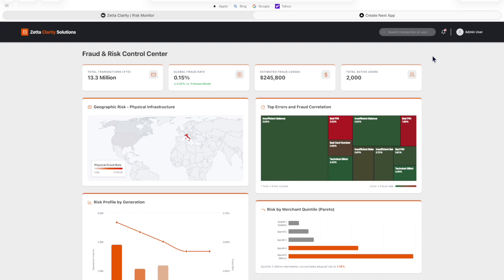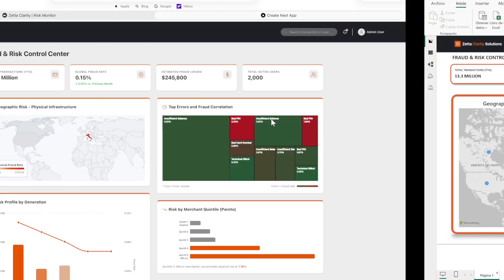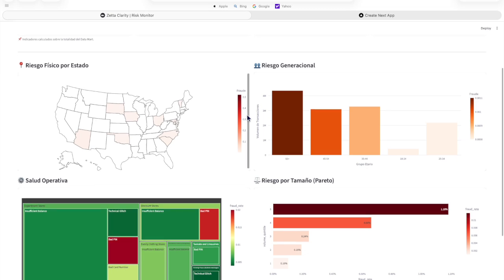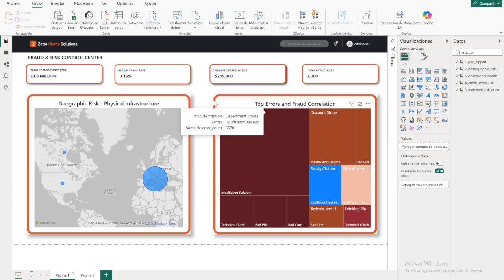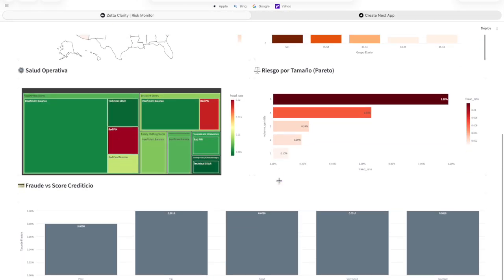For this project, I didn't use one tool to analyze data. I wanted to demonstrate full stack versatility. What you are seeing are three different implementations of the exact same fraud detection system. I built a solution in Power BI for enterprise reporting, Streamlit for rapid data, and a custom React application for a fully tailored user experience.